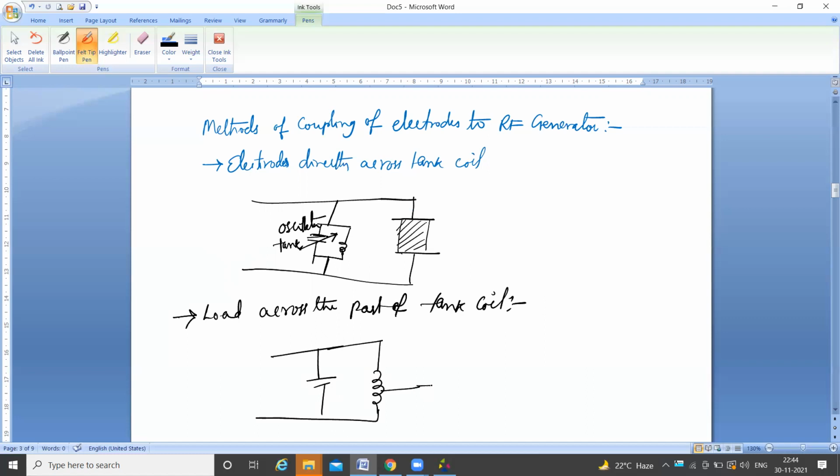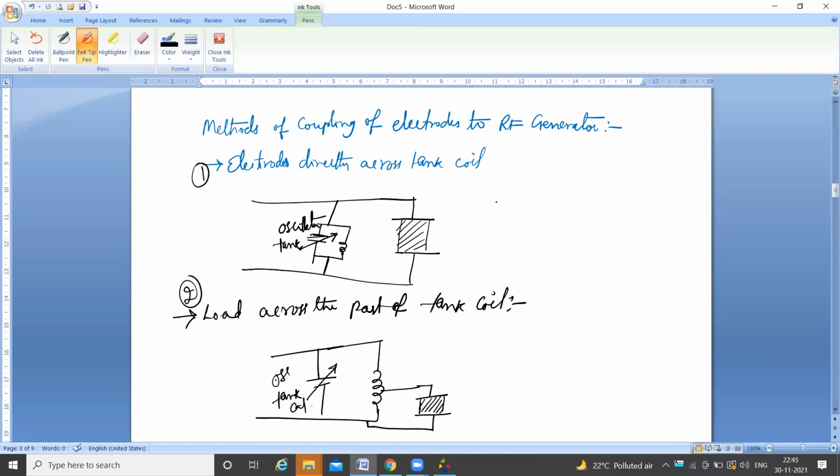So the load is connected across only some part of the tank circuit, the dielectric with the materials. And this is the oscillator tank coil again, this is the capacitor and oscillator tank coil. This is the first one, this is the second one, methods of coupling electrodes to the RF generator.